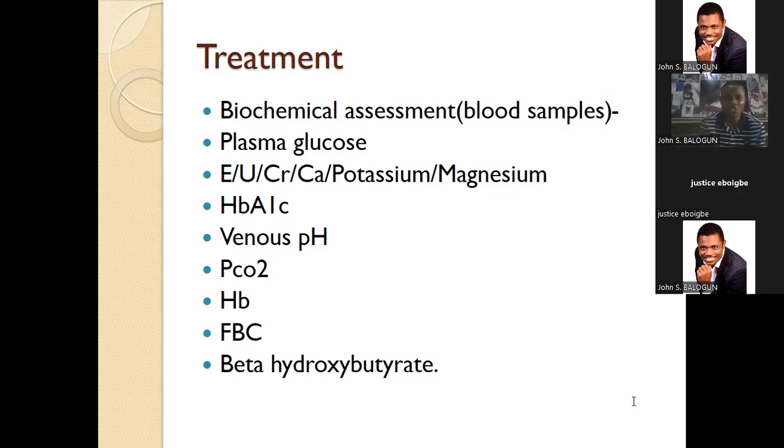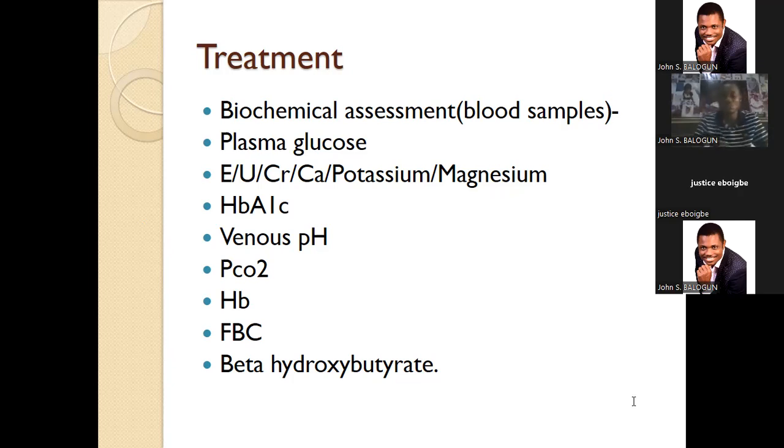You always check for magnesium. Other investigation you can do is what you call glycated hemoglobin, hemoglobin A1C. It helps to tell you whether this hyperglycemia you are seeing is a recent thing or it has been there for more than 3 months. So it helps to diagnose chronic hyperglycemia. That is what hemoglobin A1C does.